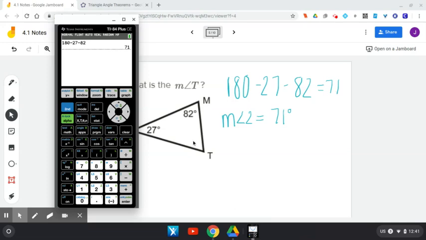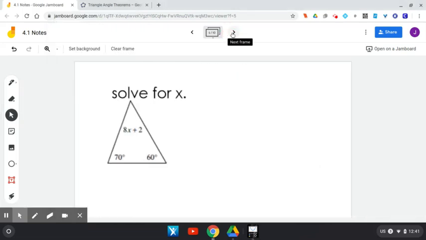And if I were to check that and put 71 right here, first of all, it looks okay because it's less than 90, but it looks like a pretty big angle. So I can check by just adding up my 3 angles and making sure they add up to 180. With this question now it's a little different. I could subtract 70 and 60 from 180 and know that that's going to be equal to whatever that number is. Or I can just set up one giant equation.